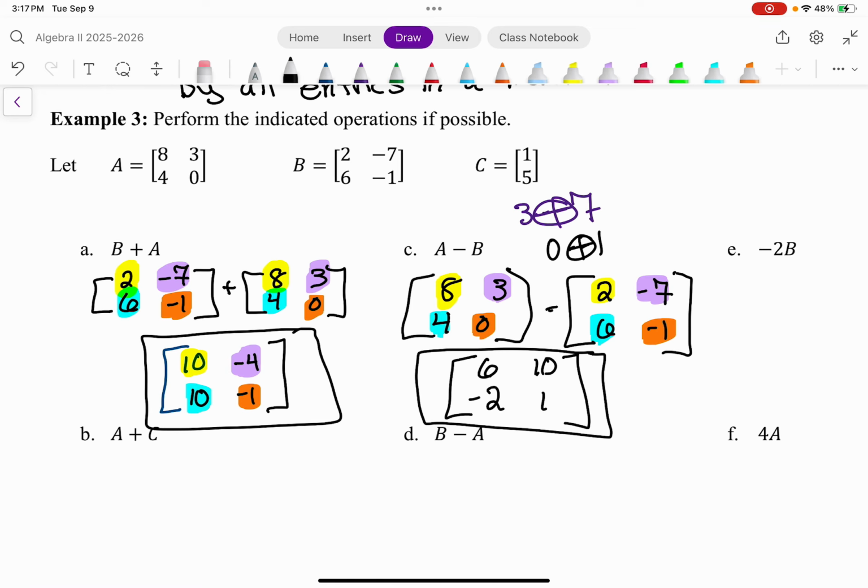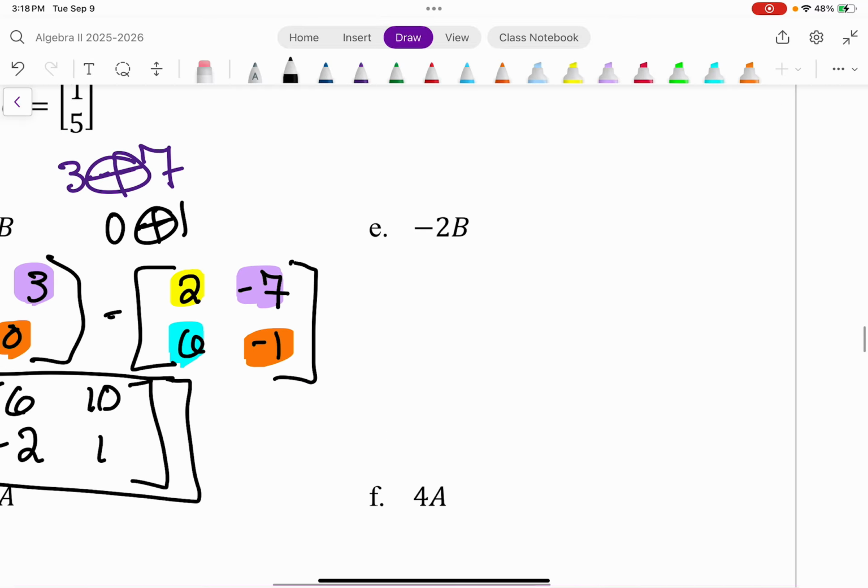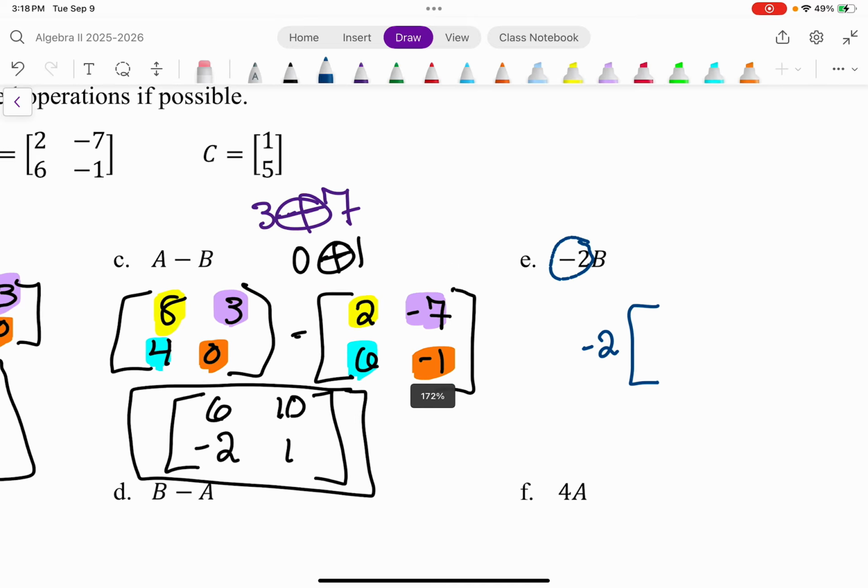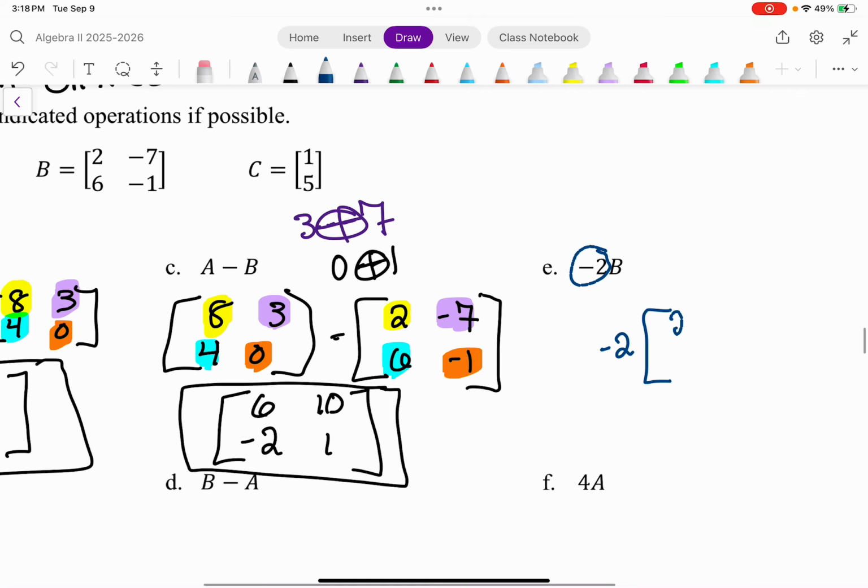All right. Those were adding and subtracting where the dimensions have to be the same in order to do the operation. Next, we're going to do scalar multiplication. So scalar multiplication is very similar to distributing. So we're going to put this -2 in front of the matrix B, which was 2, -7, 6, -1.